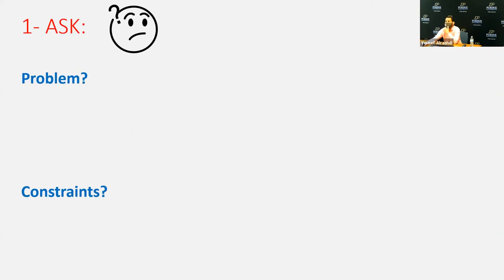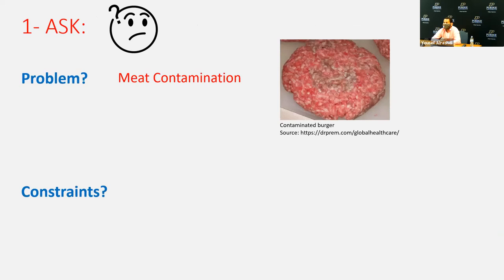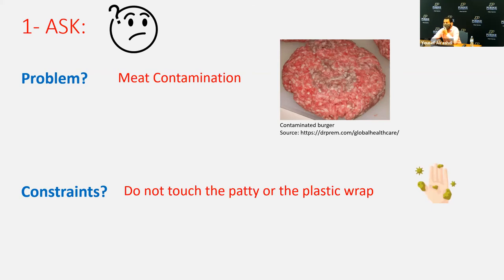Okay, now, what's the problem? What are we going to solve now? When I talked about my restaurant, what's the problem in my restaurant? It's meat contamination. Okay. And now the constraints. How can we package food without meeting need?